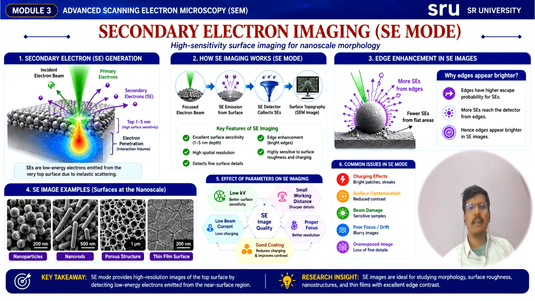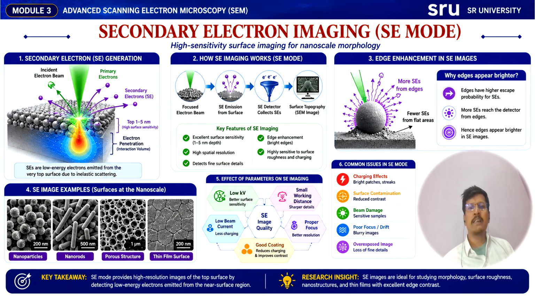When the primary electron beam strikes the sample surface, it transfers energy to the atoms present in the material surface. As a result, the low energy electrons are ejected from the outer shell of the atoms. These emitted electrons are called secondary electrons.